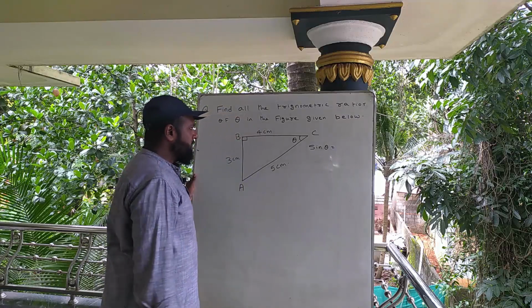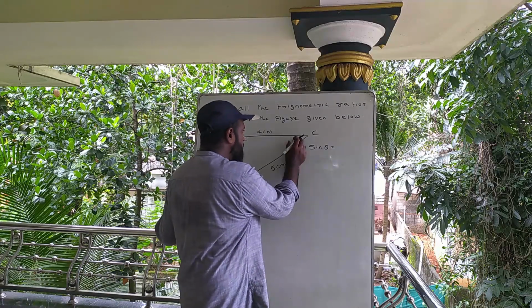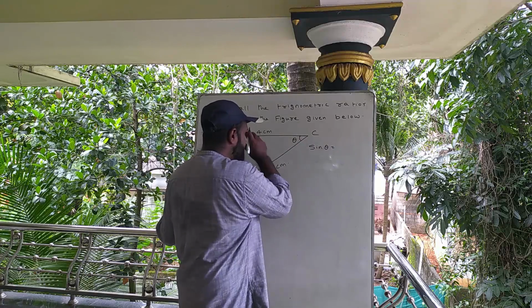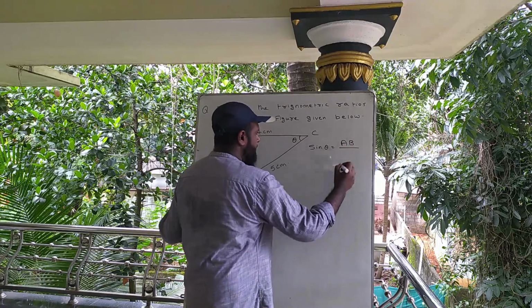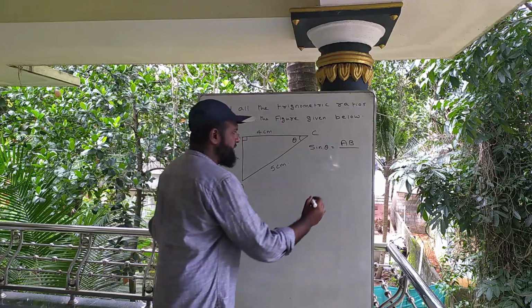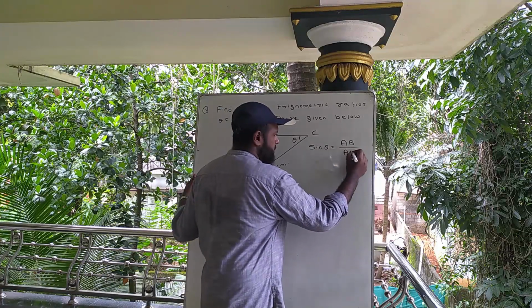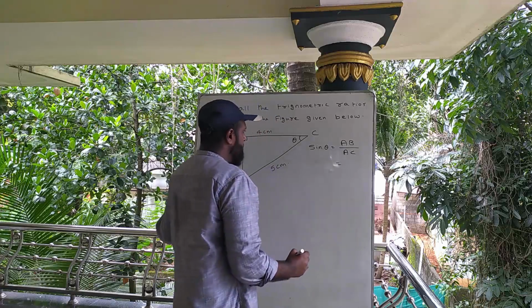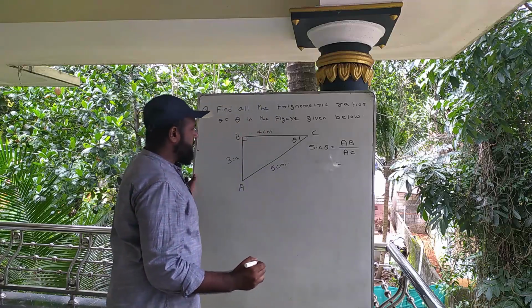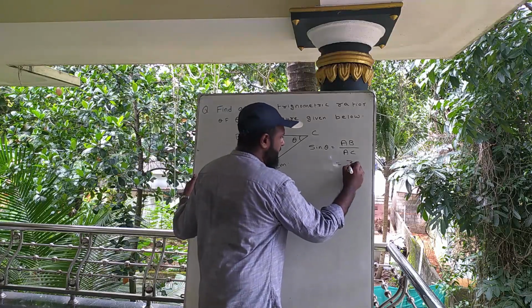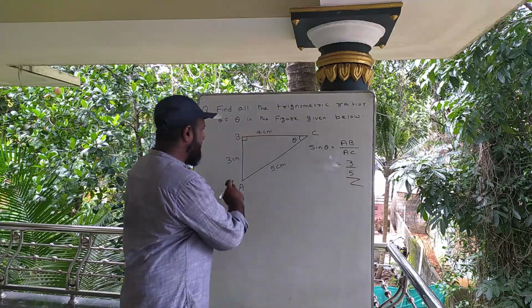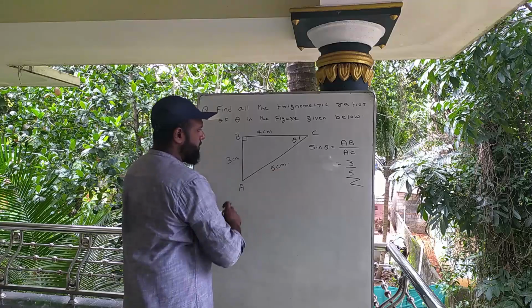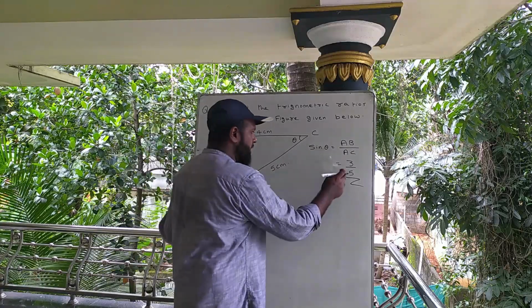Sin theta means the ratio of side opposite to theta, that is AB, divided by hypotenuse, that is AC, equal to AB by AC equal to 3 by 5. Here AB is 3 and AC is 5. So, sin theta is 3 by 5.